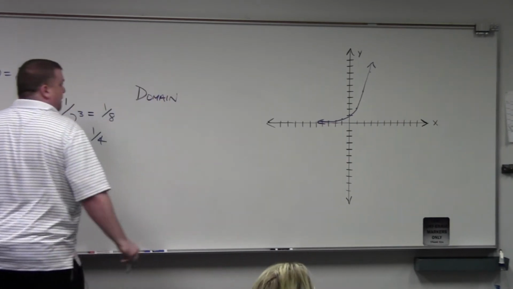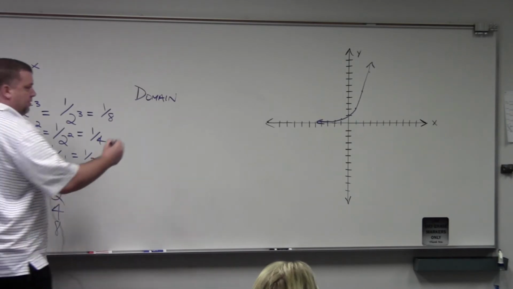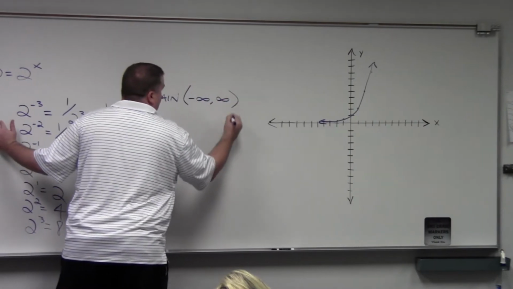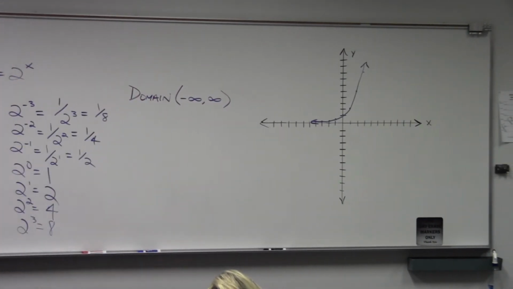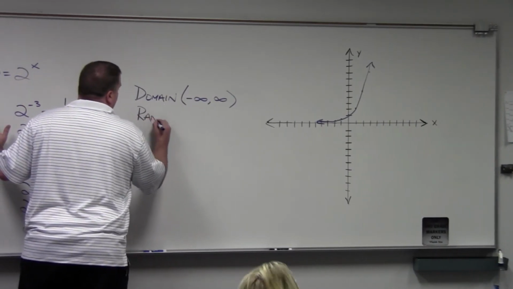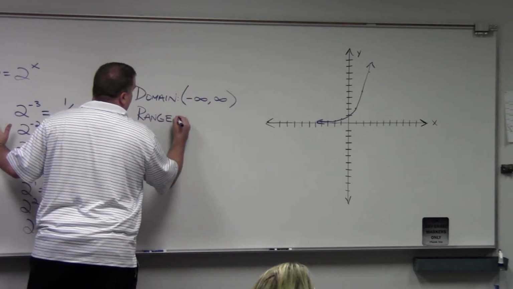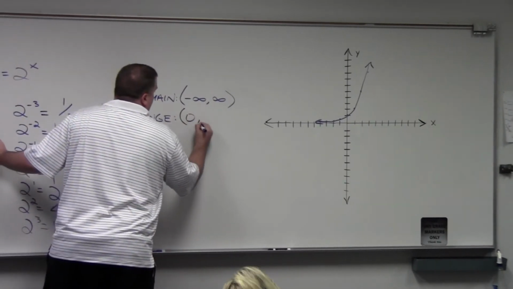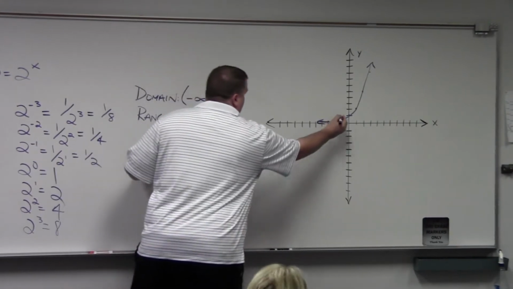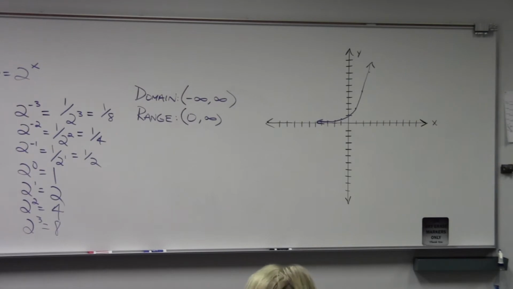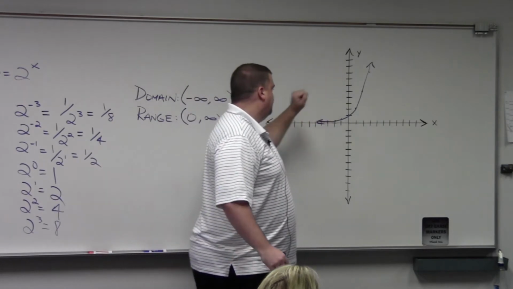What would my domain be? All real numbers. And in interval notation, how would we write that? Right, and that's going to be true for any exponential function with just a single x. What would my range be? 0 to positive infinity, correct. It approaches 0, right? It keeps getting closer and closer, but it'll never be 0. There's no power of x we can plug in that will give us a value of 0 for y. And it just keeps going up forever, so 0 to infinity.